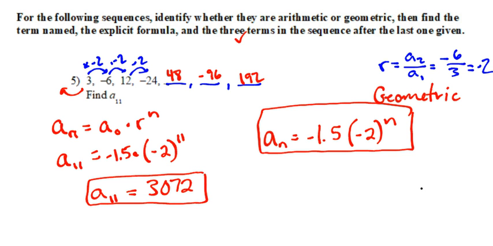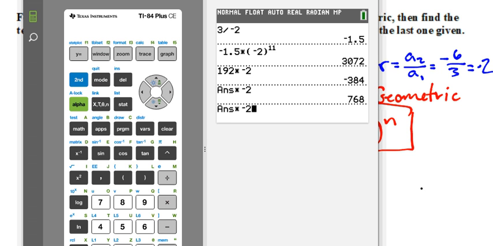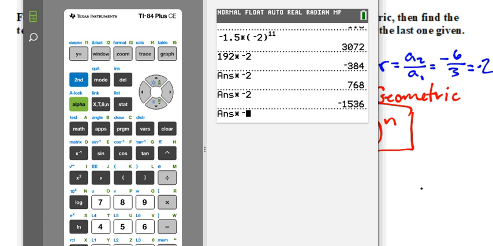If you wanted to, you could. So this is 1, 2, 3, 4, 5, 6. This is the 7th term. To get to 11, it's not too far. 192 times negative 2. That's the 8th term. There's the 9th term. There's the 10th term. And there's the 11th term. Okay, but not too bad to get there, just using a recursive definition.